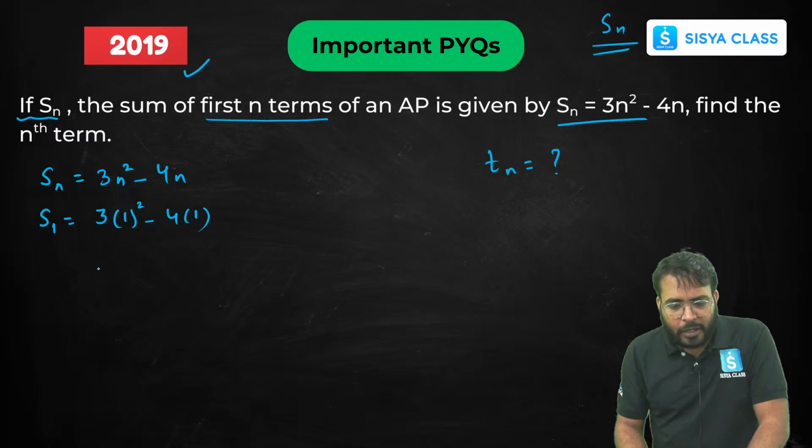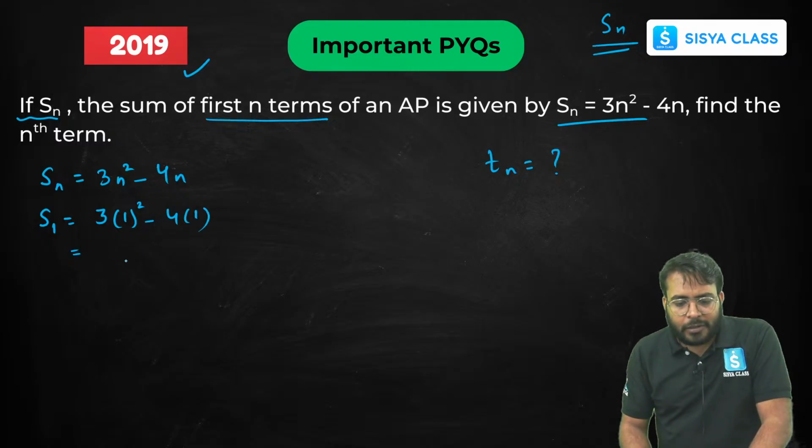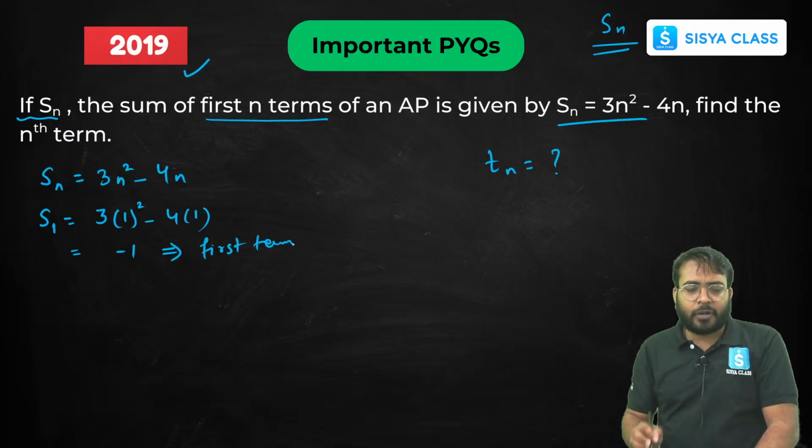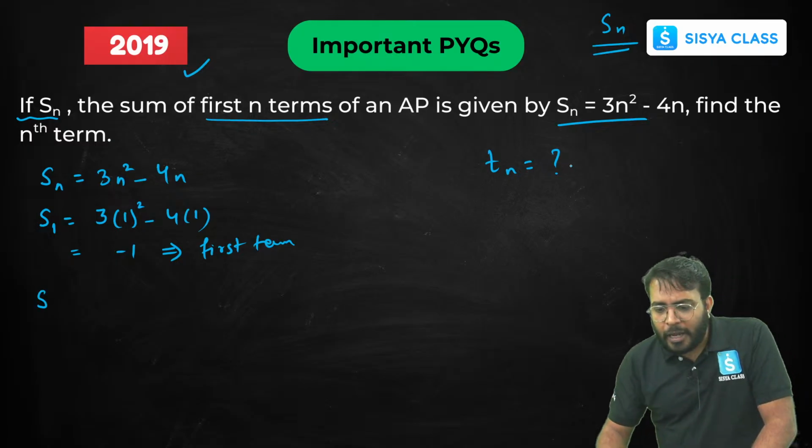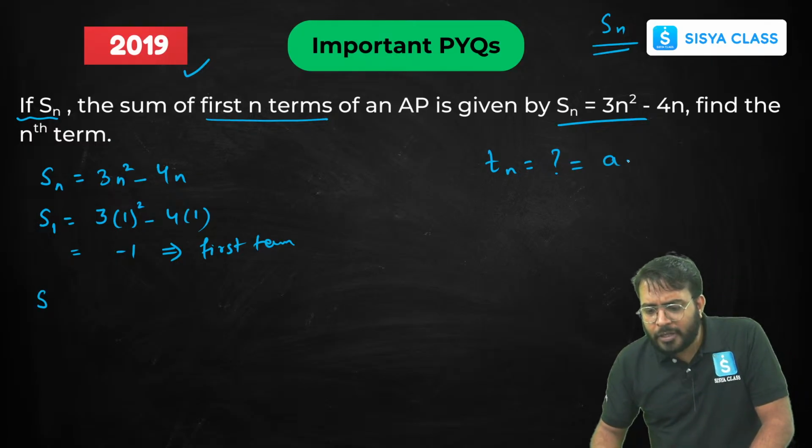All right, acha. What you will have beta, 3 minus 4, that is going to be beta minus 1. That means your first term is minus 1. Now what you will do? The nth term is a plus (n minus 1) into d. This is what I need to find out.